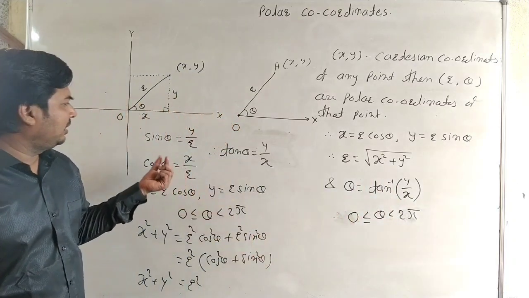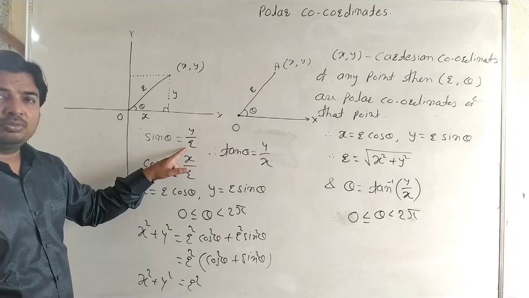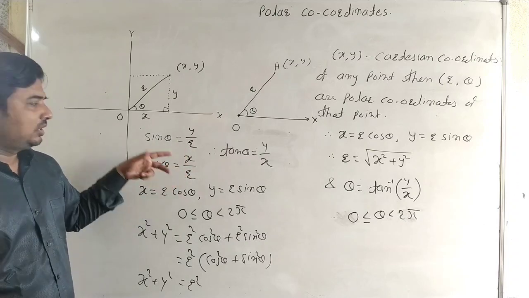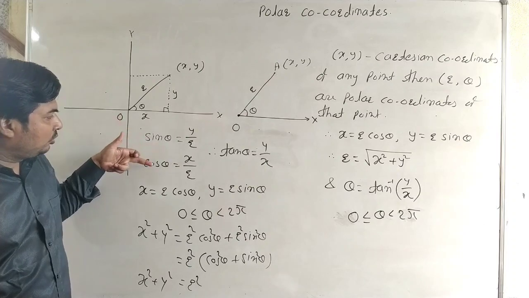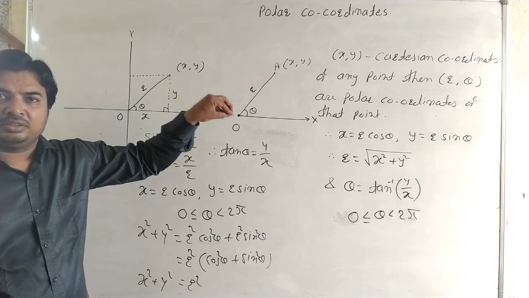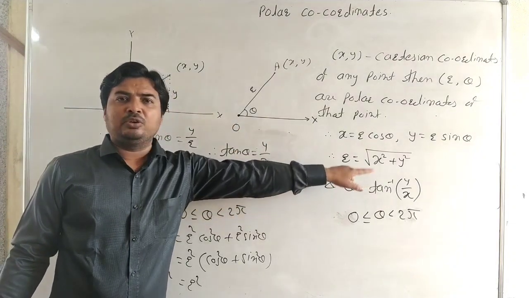We can also find theta from these two relations. Theta is equal to sin inverse of y by r, or theta is equal to cos inverse of x by r. But here there are two conditions for theta, and then we combine these two conditions to get the value of theta. But here there is only one: theta is equal to tan inverse of y by x.